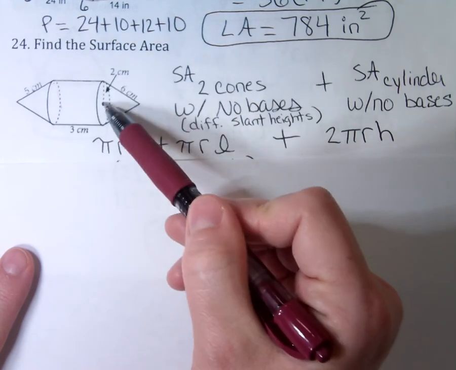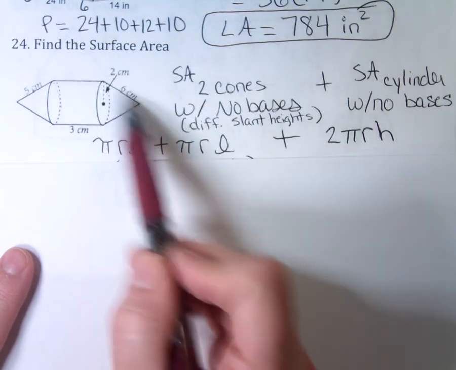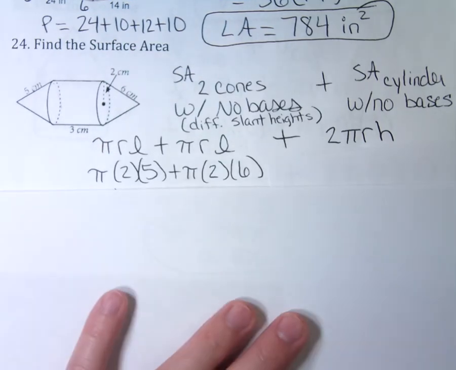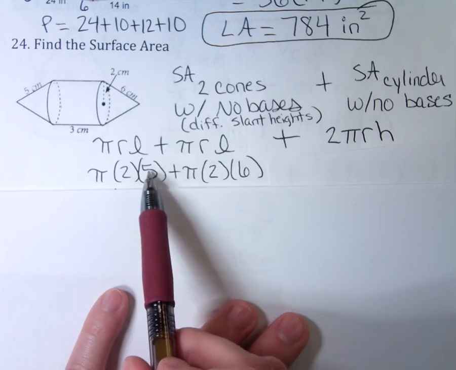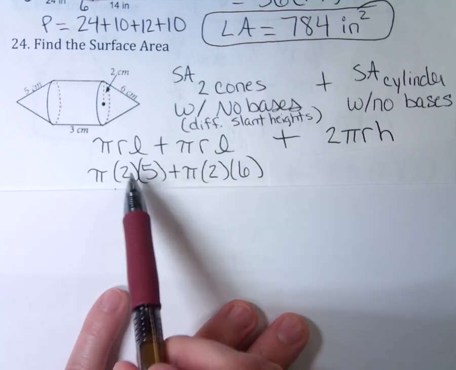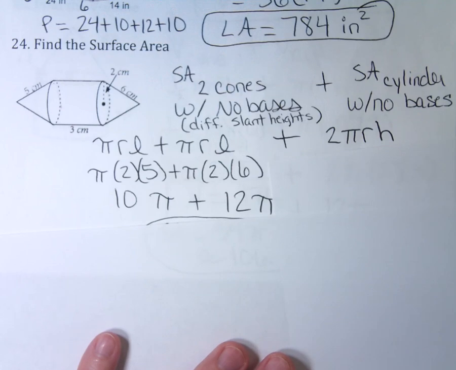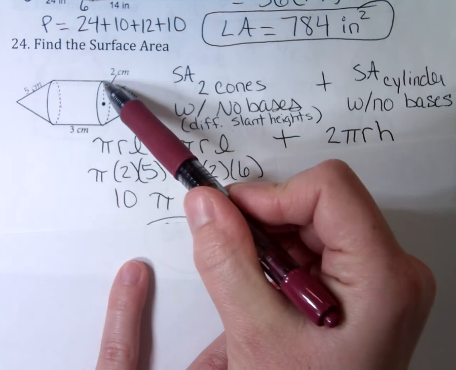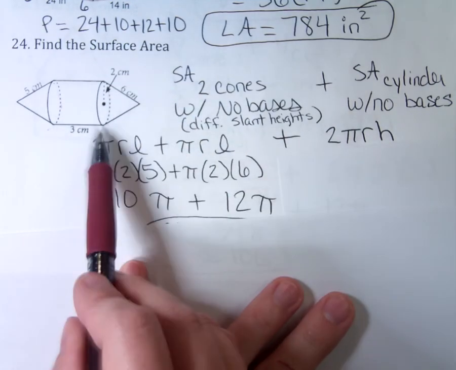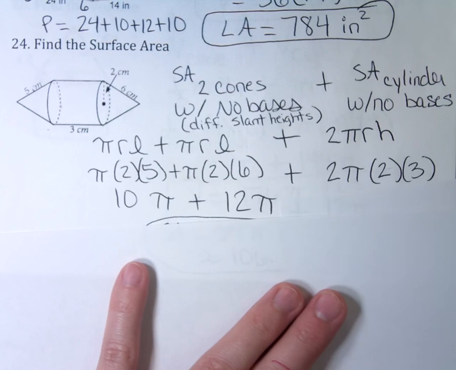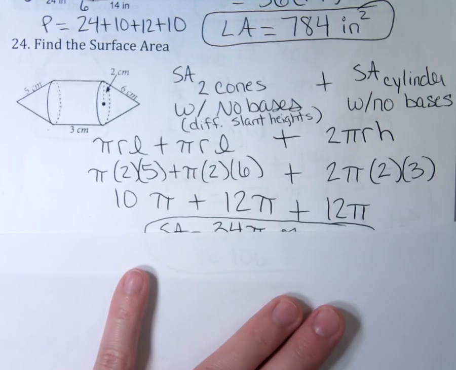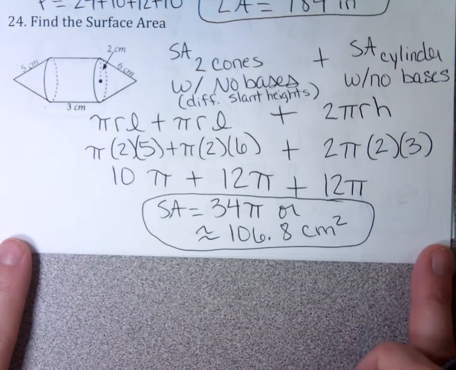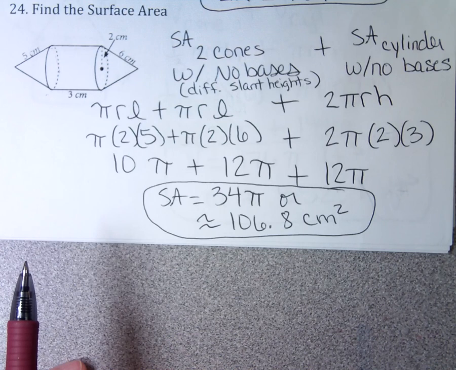Talking about the cones, the radius is 2. This cone has a slant height of 6. This cone has a slant height of 5. So one cone with a slant height of 6, one cone with a slant height of 5. Both have radius of 2. And that makes 10 pi plus 12 pi. As far as the cylinder is concerned, the radius of the cylinder is 2 and the height of the cylinder is 3. And when I work that out, that makes 12 pi. And if I add those, I get 34 pi, which is approximately 106.8 centimeters squared.